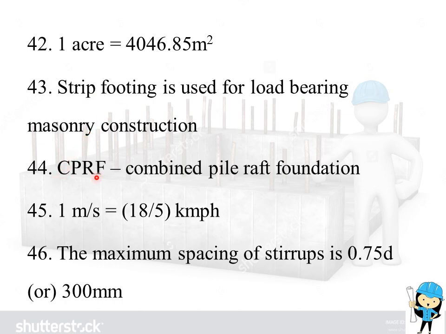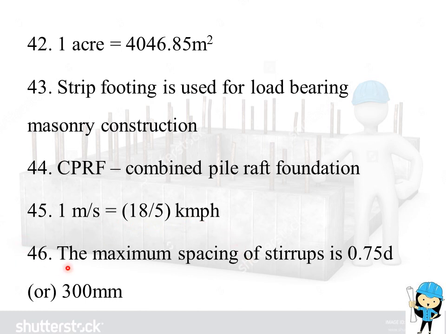Next is CPRF. It is combined pile raft foundation. So it is the basic unit conversion, that is 1 meter per second is equal to 18 divided by 5 kmph, that is kilometer per hour. So if we have to convert from kmph to meter per second, then 1 kmph is equal to 5 divided by 18 meter per second.